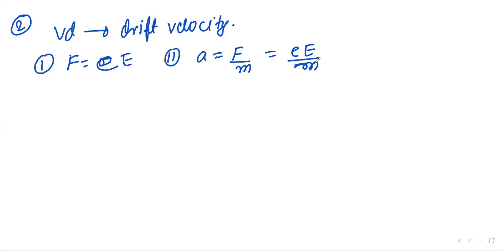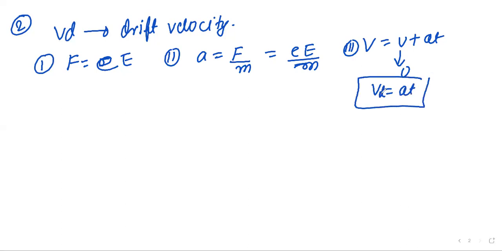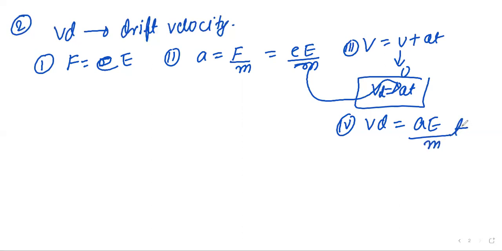And as we know, V equal to u plus at, right? The initial velocity is 0, so put here 0. So V, the drift velocity, will become a into t. Now put the value, the fourth one. VD will become a, with the value put here, so it is eE upon small m into t. So this is the fourth one.